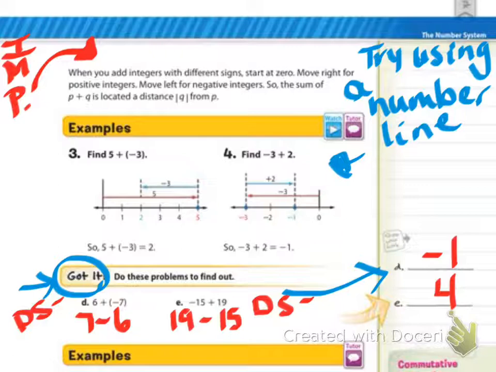For E, different signs subtract. 19 minus 15 is 4. 19 is further from 0, and it keeps the positive sign. Okay, moving on.